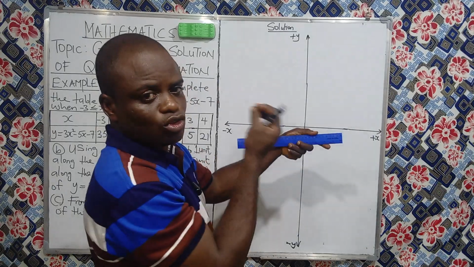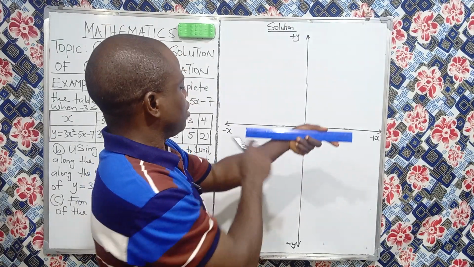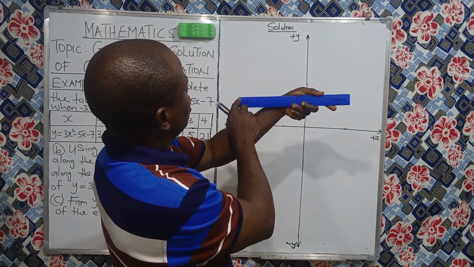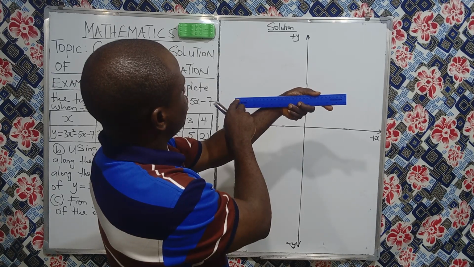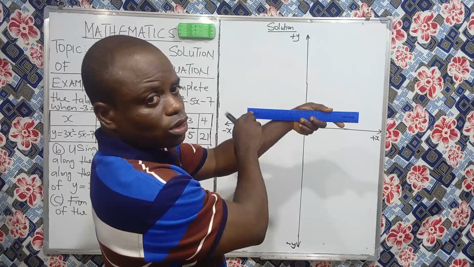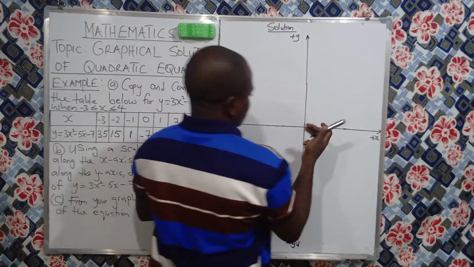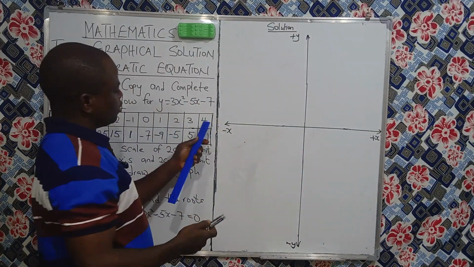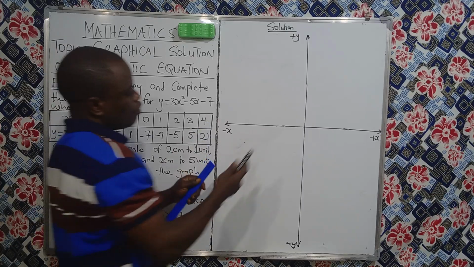1 centimeter has 10 small boxes. Okay, you can count it: 0, 1, 2, 3, 4, 5, 6, 7, 8, 9, 10. The 10th one is the 1 centimeter. Now we have the highest x-axis value to be 4.